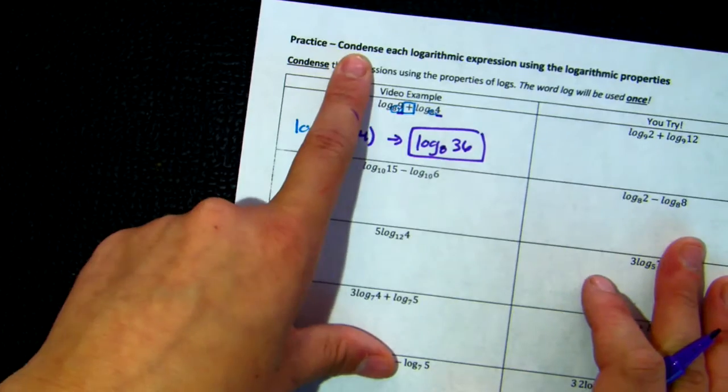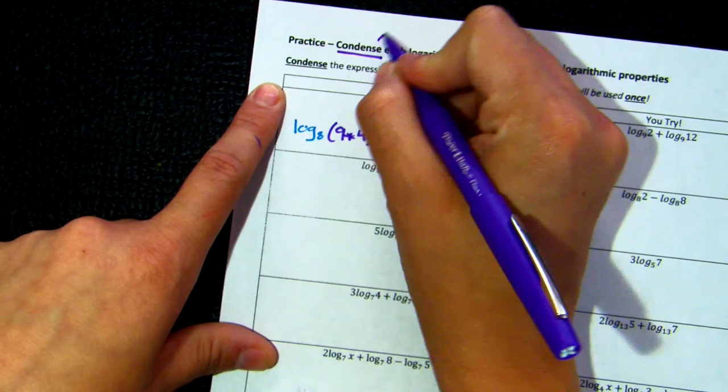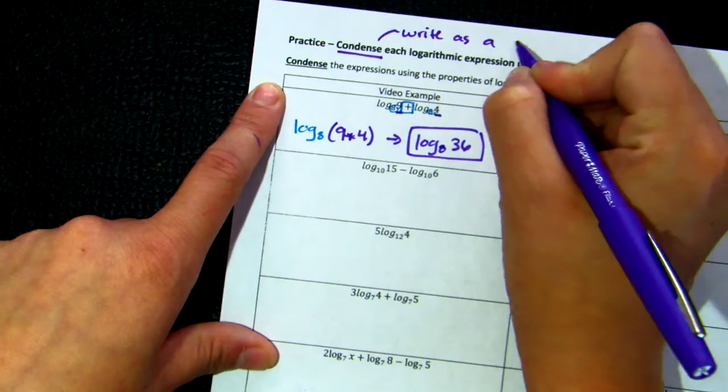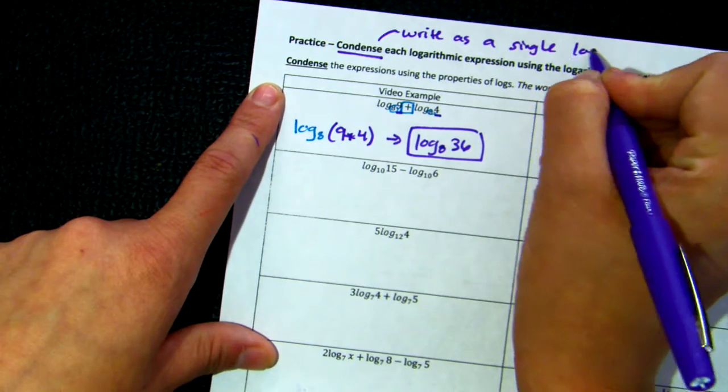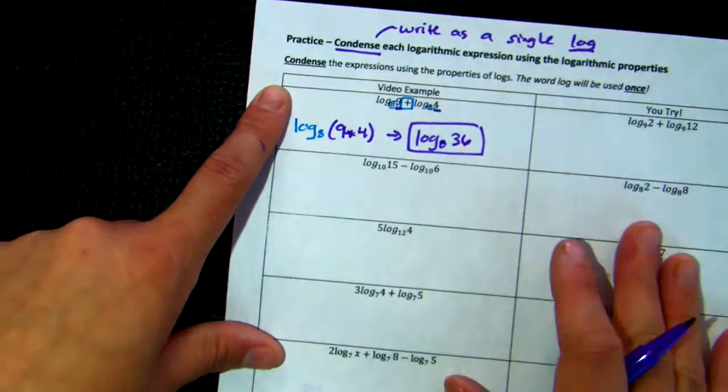Notice here we are condensing. That is our word here. Condense means to write as a single logarithm, so you should only see the word log once.